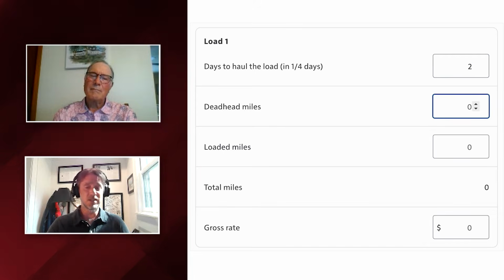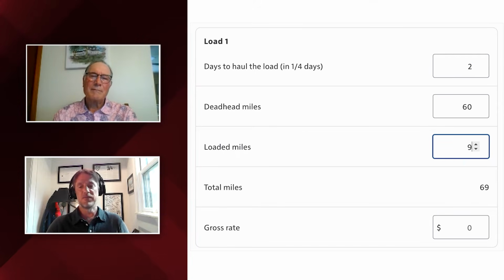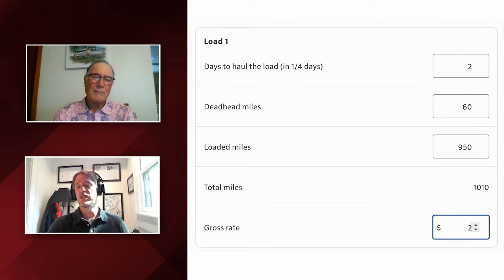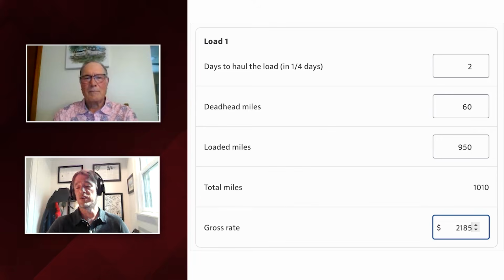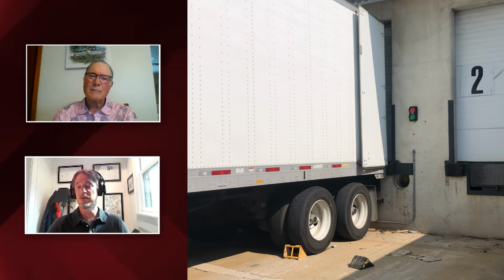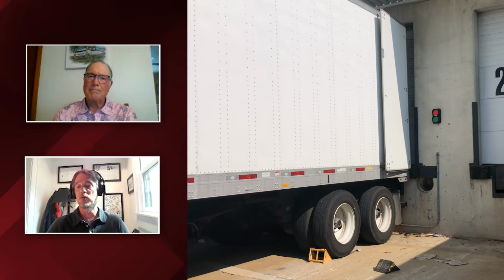He knows he's got about 60 deadhead miles. This is 950 loaded miles. The calculator automatically adds the two for your total miles figure. And then the gross rate offered on the load is $2,185. This one is ready for pickup whenever he is available to do it, right then and there in the morning.